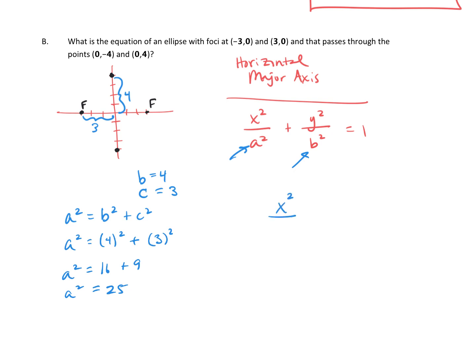X squared over a squared: a squared is 25. Plus y squared over b squared. Well, b is 4. If you square the 4, you get 16, and that equals 1.